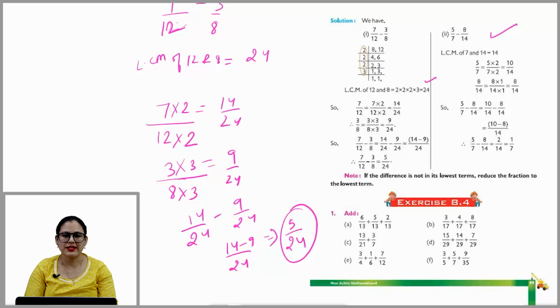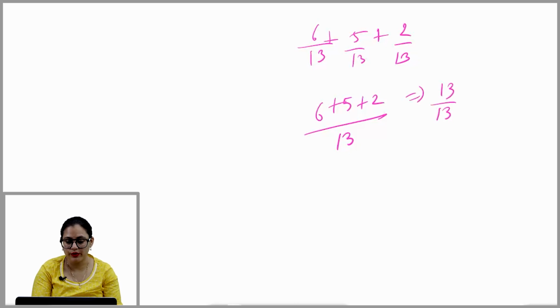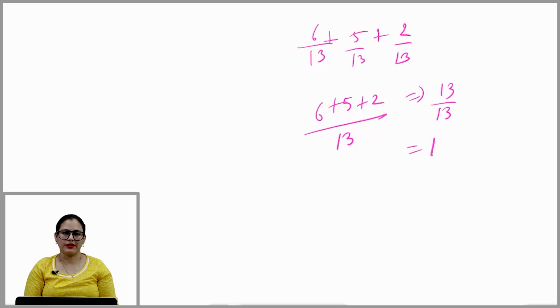Let's do exercise 8.4. You have to add. These are like fractions. 6 by 13 plus 5 by 13 plus 2 by 13. Simply add the numerators, and then keep the common denominator. 6 plus 5, 11 plus 2, 13 by 13, or we can write it as 1.